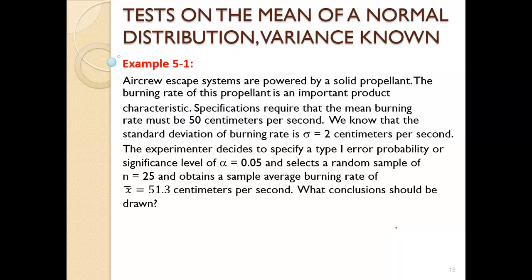That means we would like to conclude whether it is equal to the spec or not equal. That means 51.3 equal to 50 or not equal to 50. So H0: 51.3 equal to 50. H1: 51.3 not equal to 50. This is the two-side test. H0: mu equal to 50. H1: mu not equal to 50.